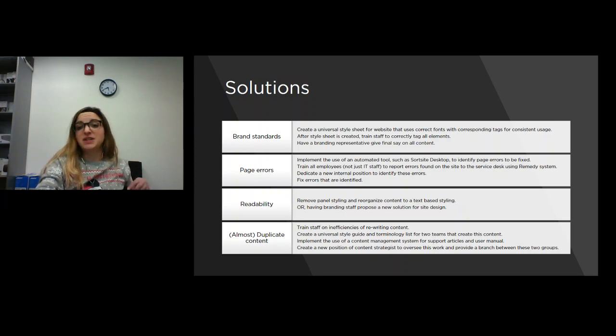I personally believe that removing the paneling style altogether is the best solution. While I realize that the paneling style presents a certain visual aesthetic, I do not think it's helping our user. I would recommend that the branding team reassess our guidelines and see if they can come up with a better solution. And lastly, issue number 4, the almost duplicate content.